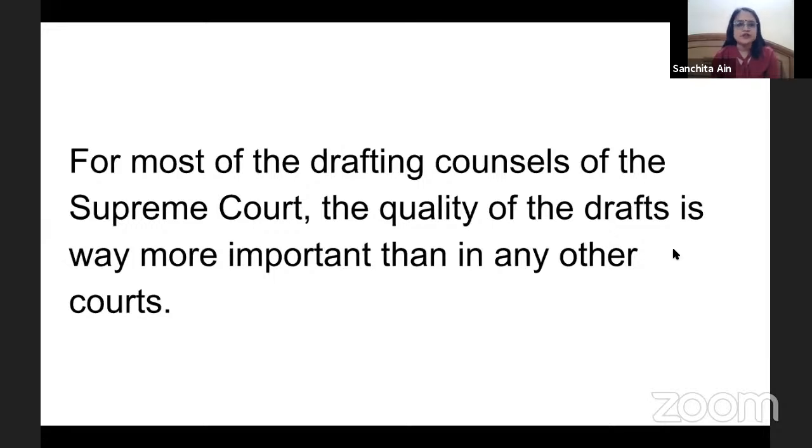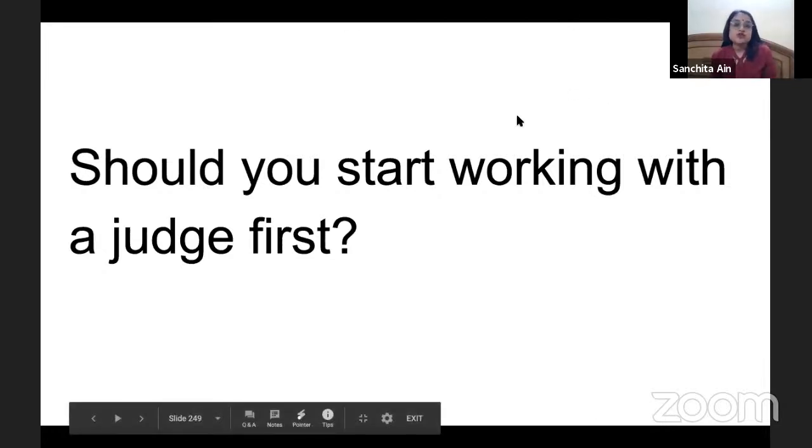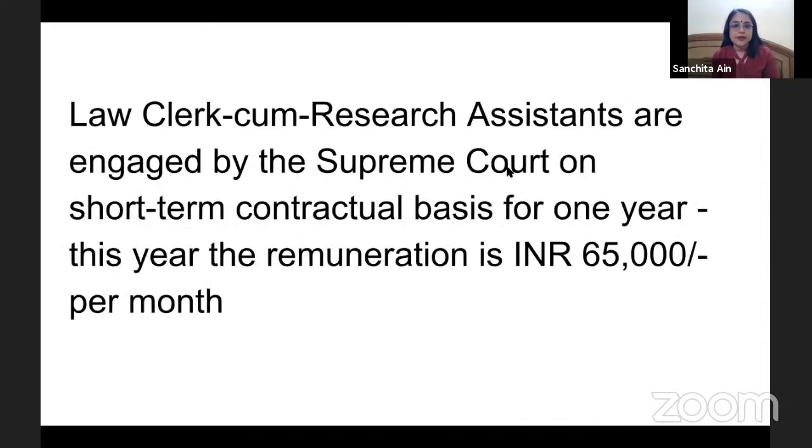Right, quality of draft, I think Abhyuday, you told this. I told this, drawn by, filed by. Should you start working with a judge first? So we are done with senior advocates, AORs. Now there should be the question, if I get into a law clerkship, should I start from there? Law clerk-cum-research assistants are engaged by the Supreme Court on a short-term contract. It's a 1-year contract, and the remuneration is 65,000 per month.